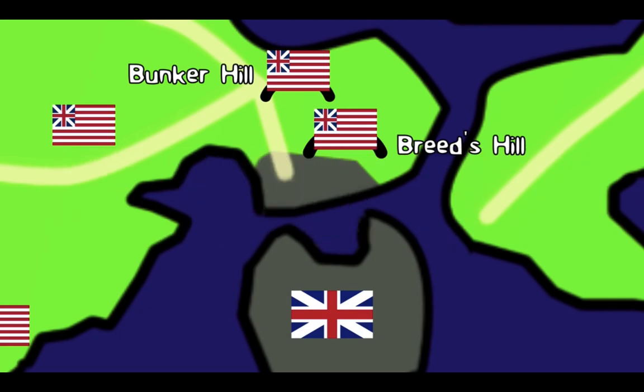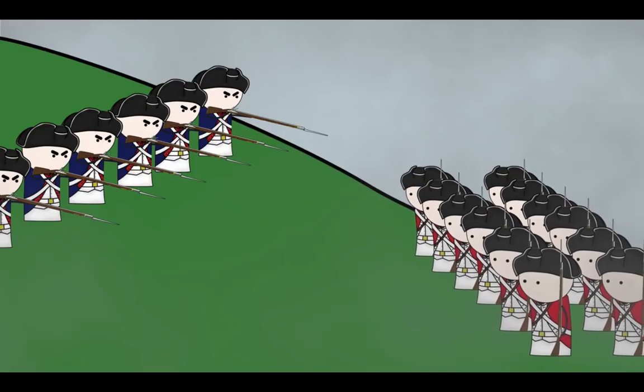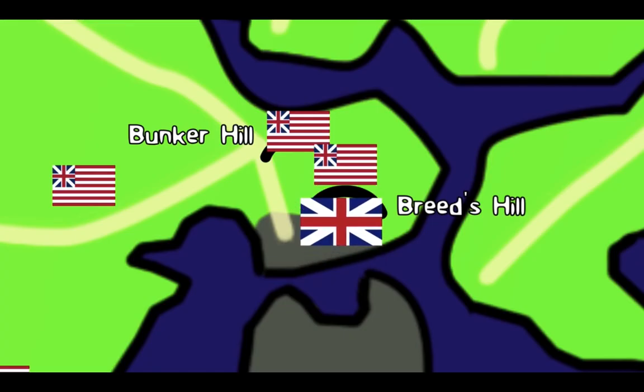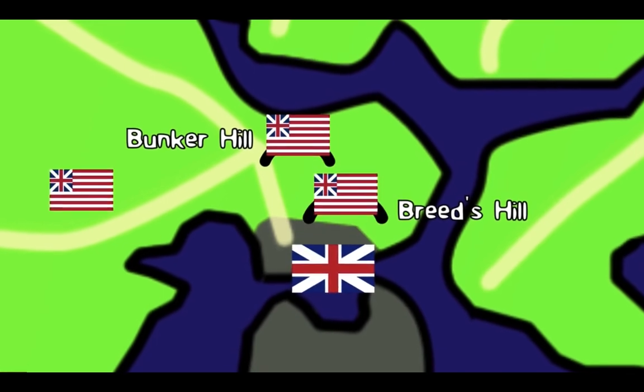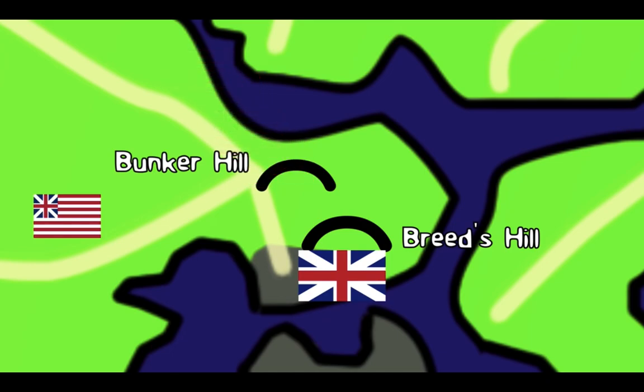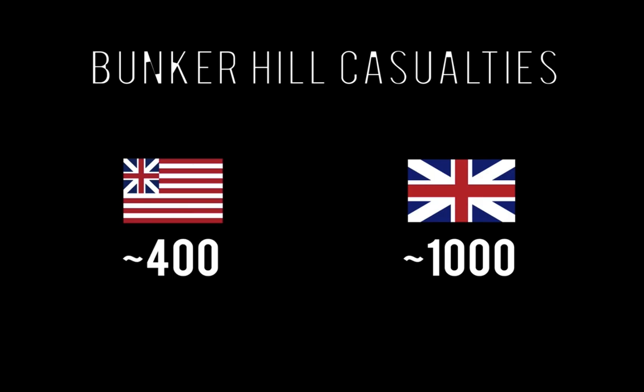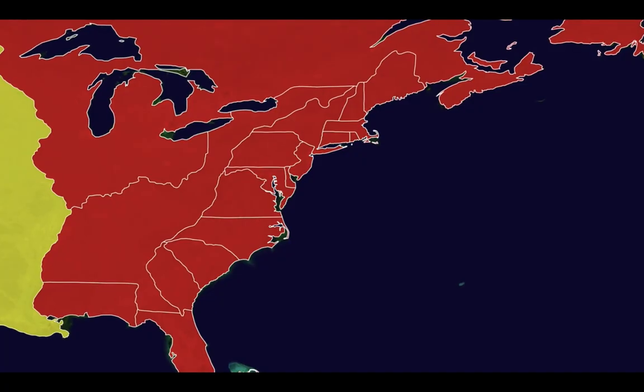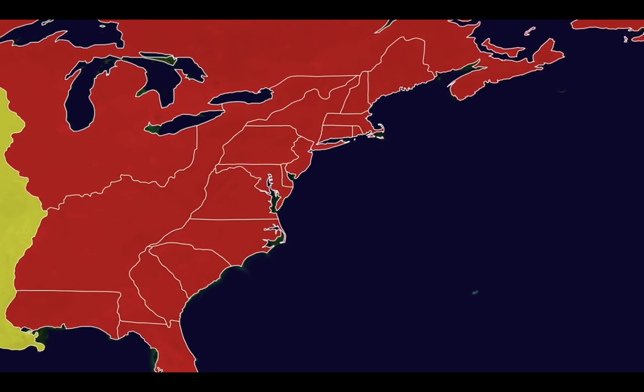The day of the battle came, and as the British advanced, a barrage of Continental gunfire was opened up on them. Twice they tried to climb the hill, twice they were pushed back. The battle lasted 3 hours until the Continentals finally ran out of ammunition and had to retreat, allowing the British to take the hill. While technically a British victory, they suffered nearly 1,000 casualties to the Continentals' 400. The colonists showed the British that this wasn't just a rebellion, it was war, and they were ready for it.